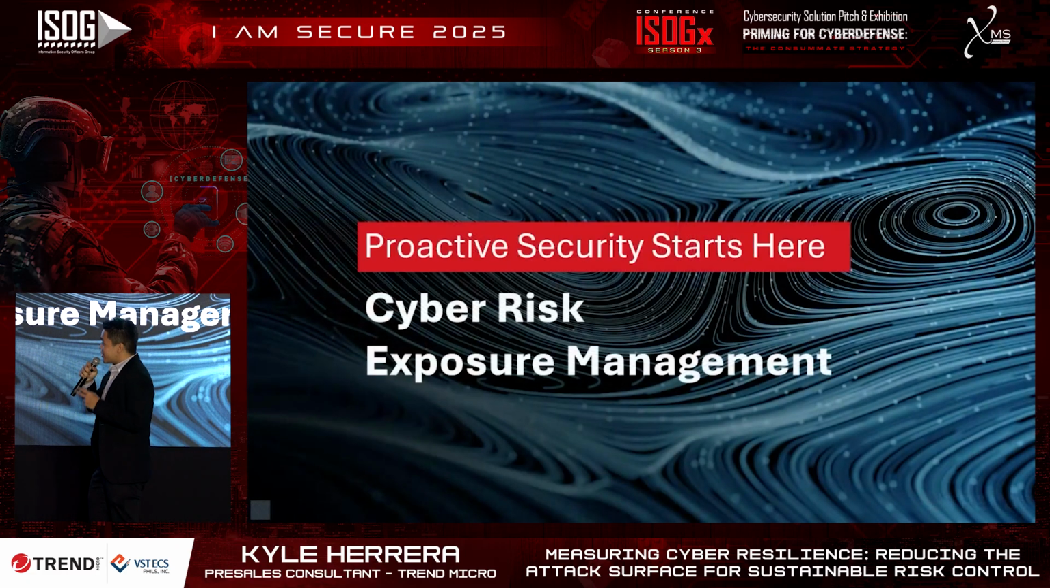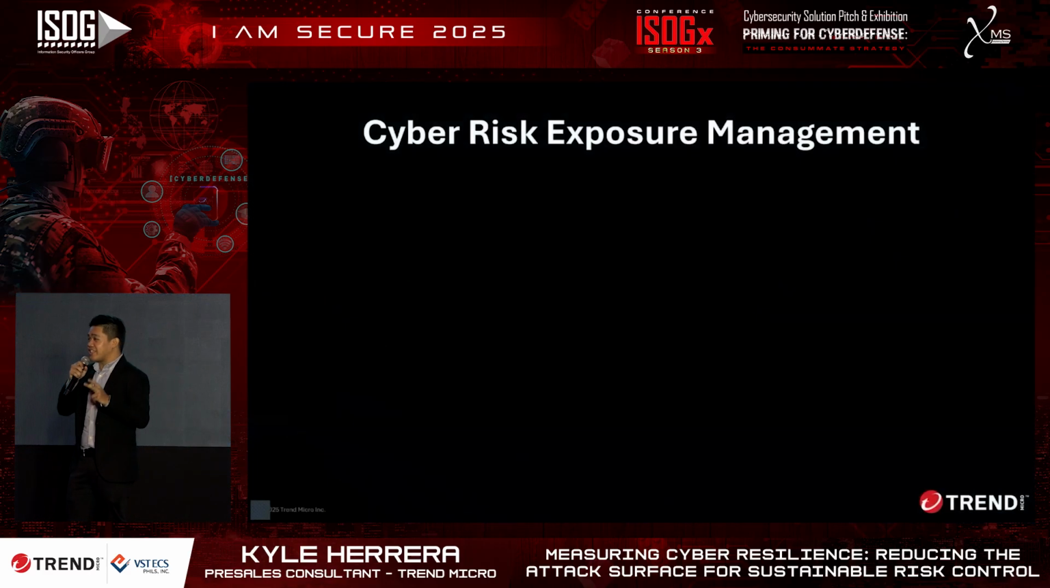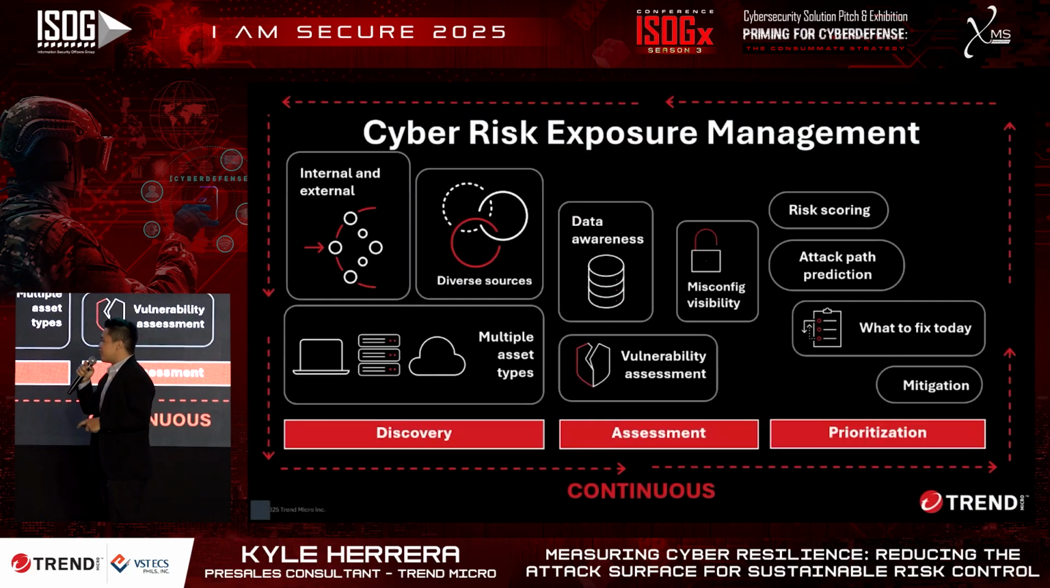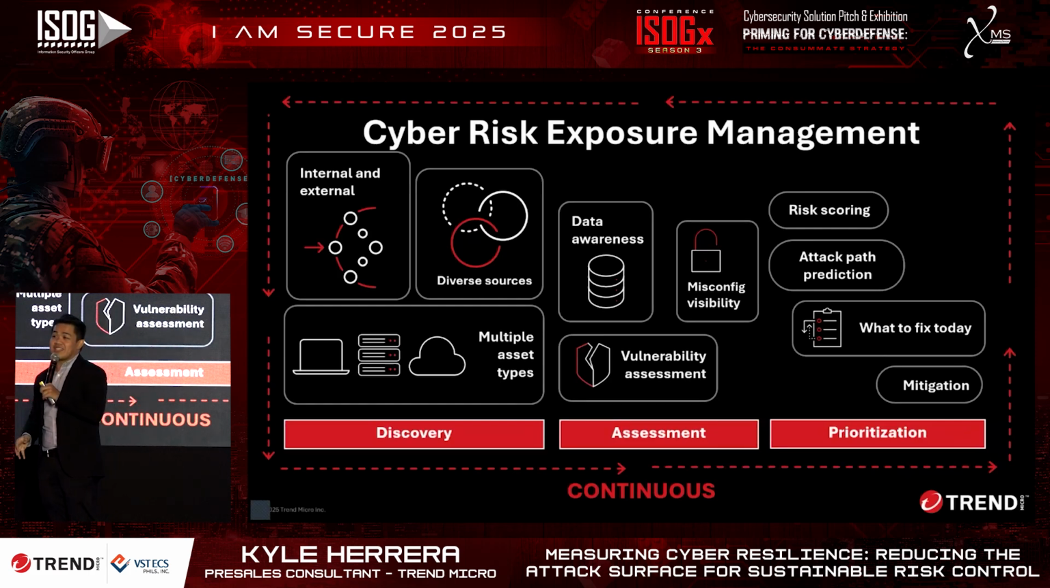So I'm going to introduce cyber risk exposure management. So cyber risk exposure management is a proactive security approach that performs continuous discovery, assessment, and prioritization. So in terms of discovery, we're able to see the different internal and external assets together with the different sources and different assets deployed in the network. So that also includes non-IT devices. So we're able to see that.